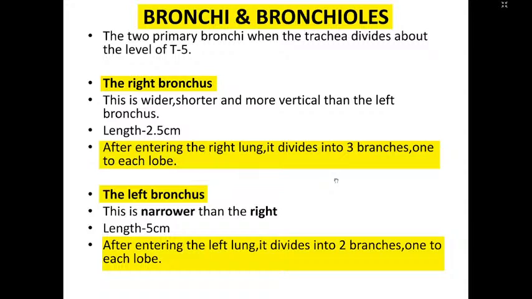The trachea further bifurcates into right and left primary bronchus. The right bronchus is wide, more straight, and shorter, 2.5 centimeter. The left bronchus is 5 centimeter in length. And the clinical importance I have told: if there is aspiration, you have very little time, the child is dying, and you are the only one, go into the right bronchus.